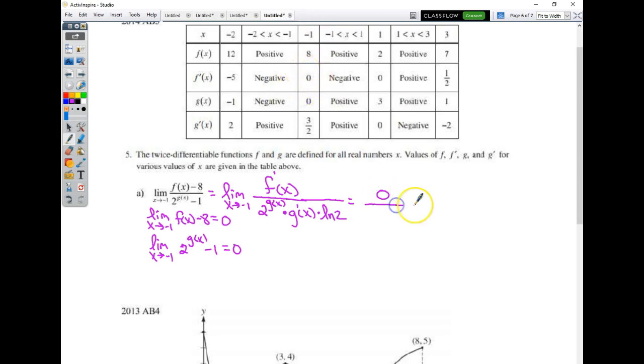Over. Now as long as this denominator doesn't go to 0, we're happy. So let's see what happens. 2 to the 0 is 1. So we get 1 times g prime of negative 1, which is 3/2. Oh good. Times the natural log of 2. I'm cool with that. The whole thing goes to 0.